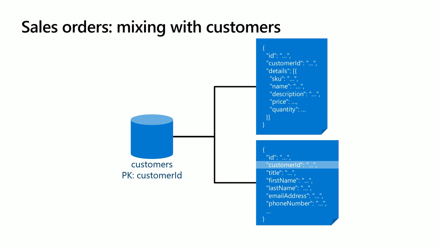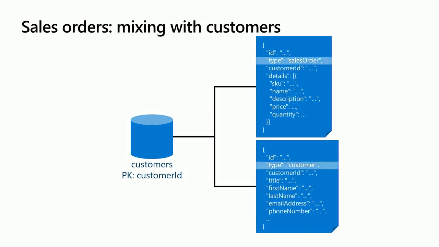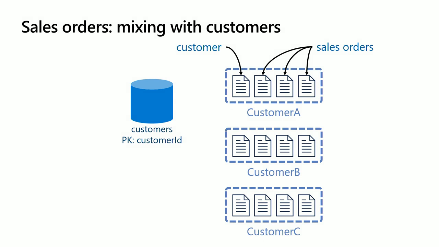I'm going to add another additional field, that's type. I will have type equals sales order for sales orders, type equals customer for customers. The reason why I'm adding that additional property is that it gives me a way to distinguish between those two entity types. And when I query my container, I will be able to get one or the other. So just to clarify, doing that, I will end up with a container where each logical partition will contain one customer and all the sales orders related to that customer, okay?